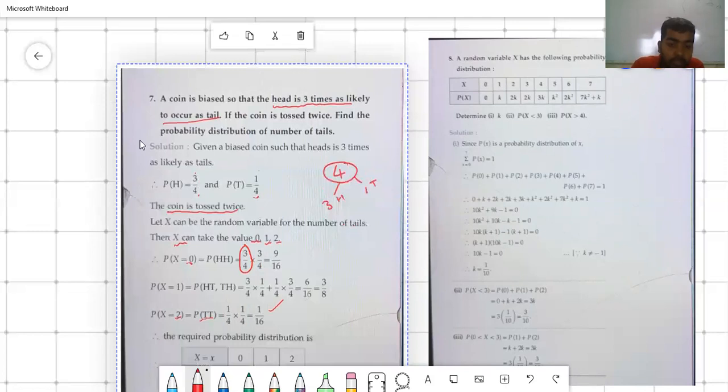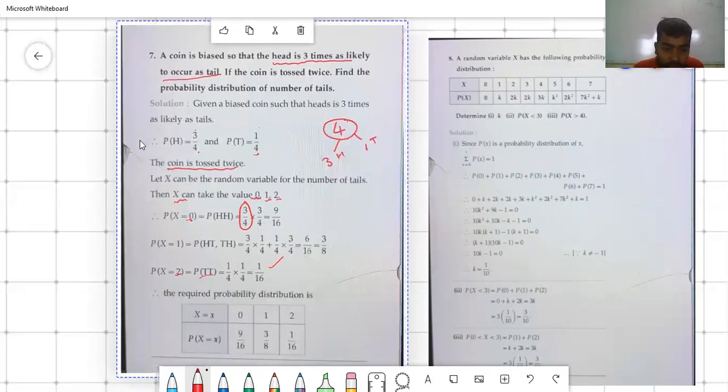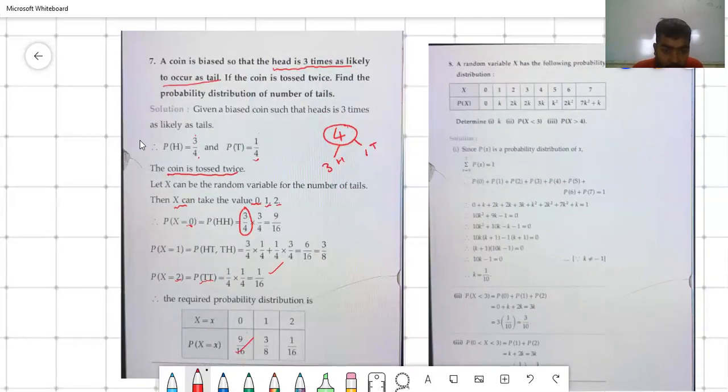So we can represent this probability in a table. For x equal to 0, we are getting 9 by 16, for x equal to 1, we get 3 by 8, and for x equal to 2, we have 1 by 16. So this is the probability distribution of the number of tails when the coin is biased. Now the question number 8.